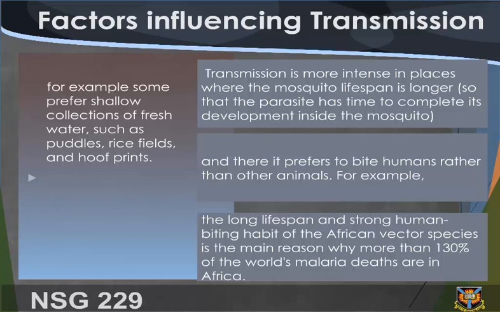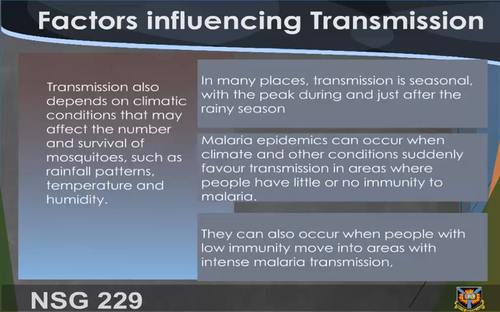Transmission is more intense in places where the mosquito lifespan is longer, so that the parasite has time to complete its development inside the mosquito, and where it prefers to bite humans rather than other animals. For example, the long lifespan and strong human biting habit of the African vector species is the main reason why more than 90% of the world's malaria deaths are in Africa.